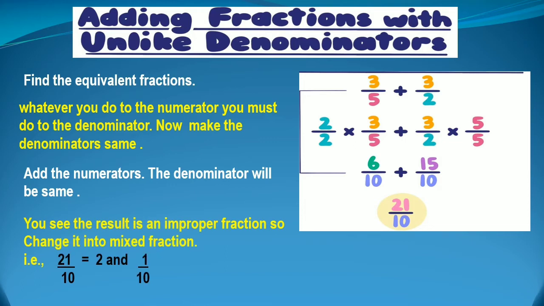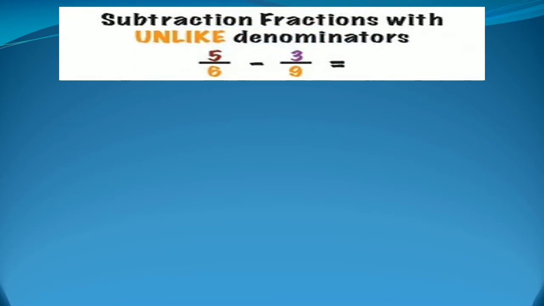Now it is an improper fraction. So change it into a mixed fraction. We will divide 21 by 10 and we will get 2 and 1 by 10. So the answer will be 2 and 1 by 10 in a mixed fraction. Now subtraction of fractions with unlike denominators.